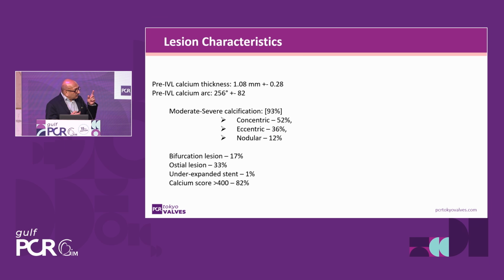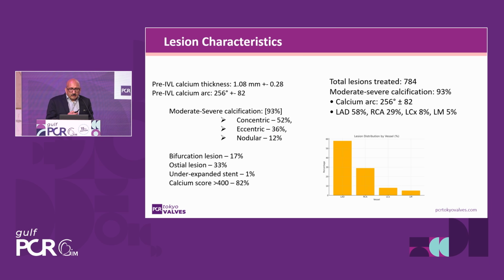Bifurcation lesions, osteal lesions, underexpanded stents, and calcium score more than 400. So all this was the work which we did. And of course, the maximum number of cases were done on the LAD, followed by RCA, LCX, and left main also. So many times people say that if you do left main, what will happen to hemodynamics?